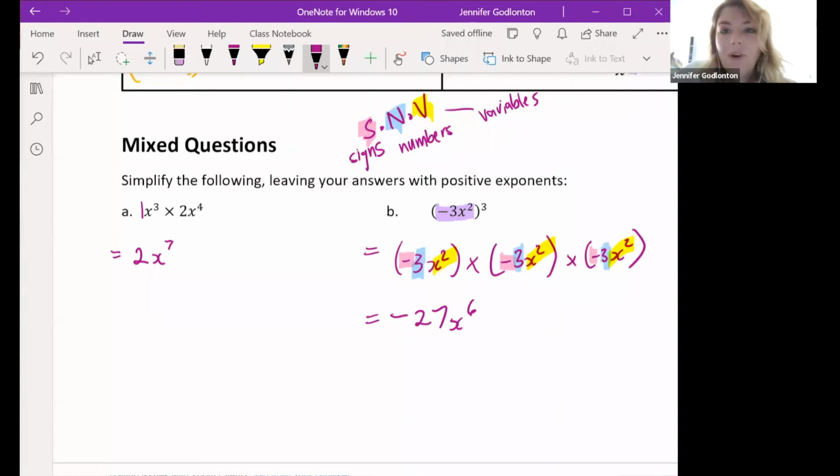So if you are feeling like you're not entirely sure what to do, with these ones it's worth your time to just write it out, because as soon as you see it written like that, you're not going to fall for any of the mistakes. Okay.